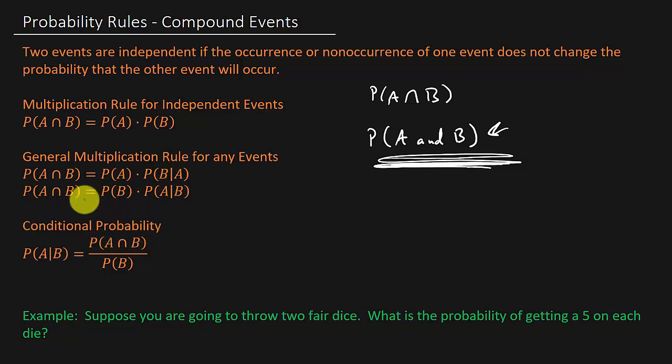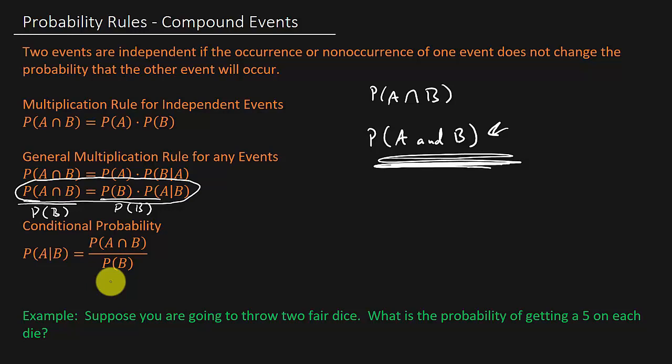All right, that's how you would read it. And if you take this one right here and divide both sides by the probability of B, then you've got the probability of A given B by itself, equal to the probability of A and B divided by the probability of B. Basically you get this one down here for conditional probability. So conditional probability: the probability of A given event B has occurred is the probability of A and B divided by the probability of B.